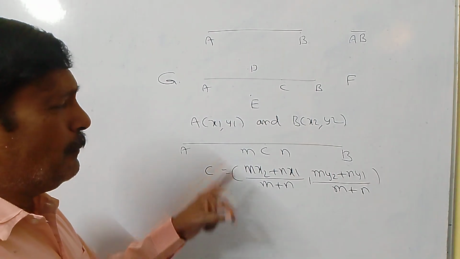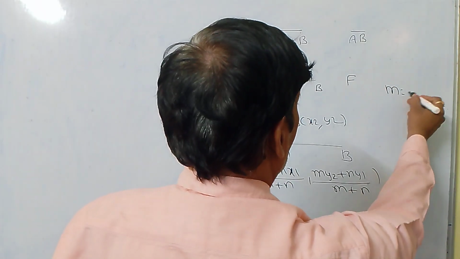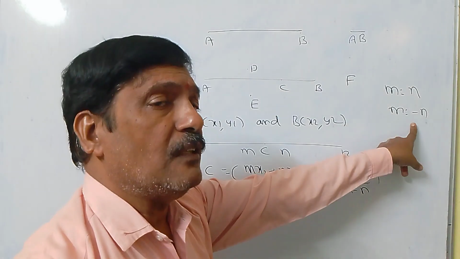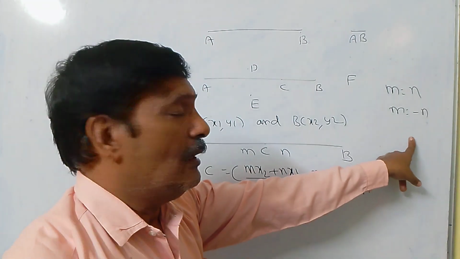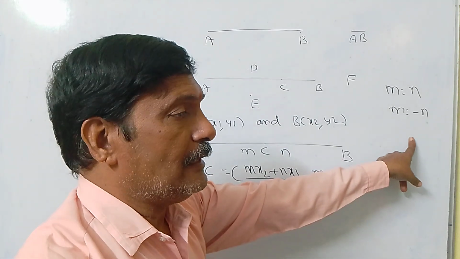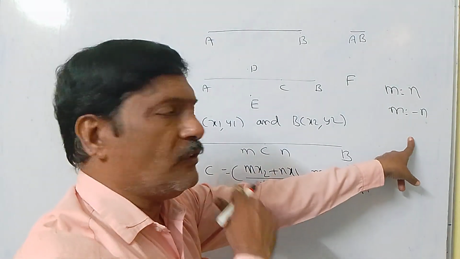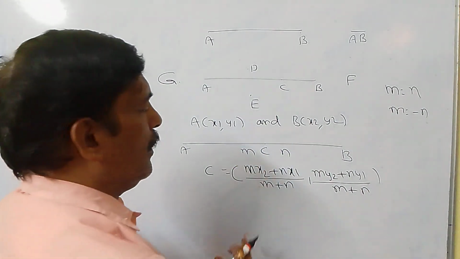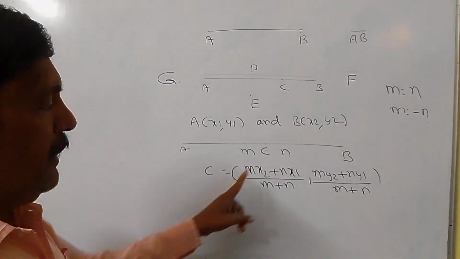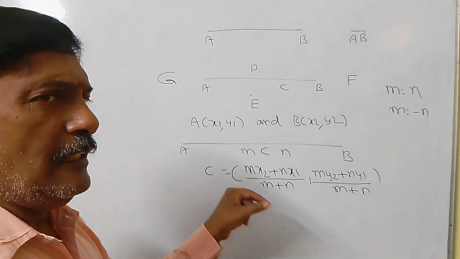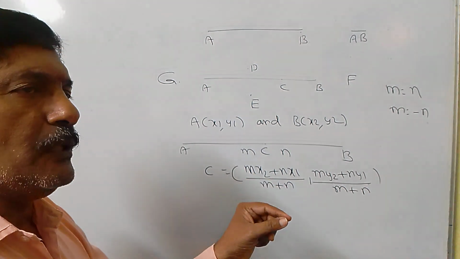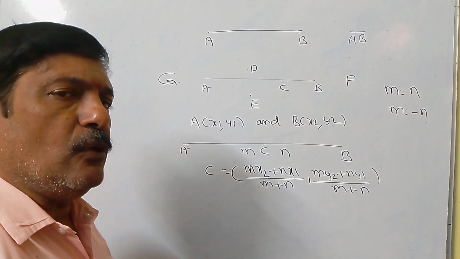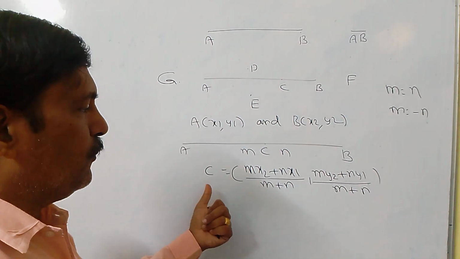But here, instead of m is to n, we will write it as m is to minus n. What does this minus symbol mean? This minus symbol refers to the point not being on the line segment AB. It is either right side of A or left side of A or right side of B, or above AB or below AB. Okay, now this is the internal point. So whenever they don't mention anything about the ratio, we have to consider always an internal point. If sometimes they ask you about an external point, you can find the external point.